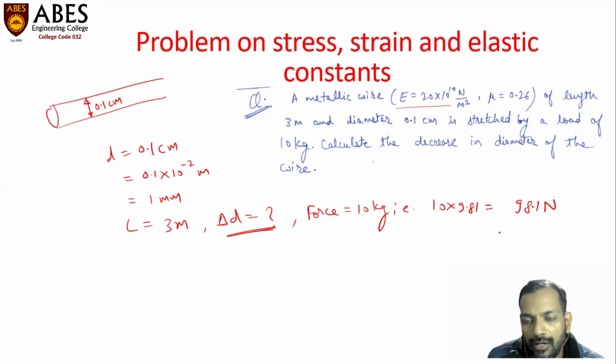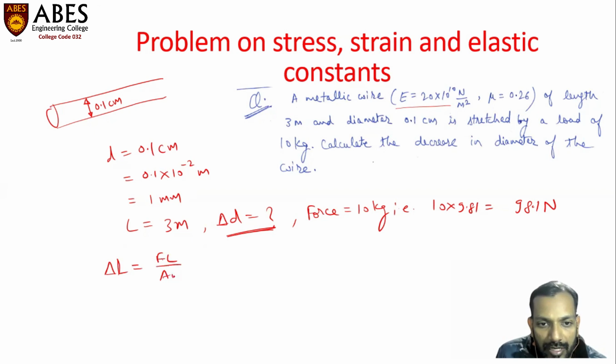So first of all, let's apply the formula of elongation. Delta L is equal to F into L upon A into E. Let's put the values. How many values we know here? Change in length. So let's calculate the value of change in length. F is equal to 98.1 Newton multiplied by, what is the length? It is 3 meters. Let's put the value 3 meter directly.